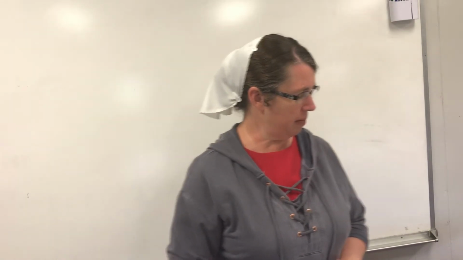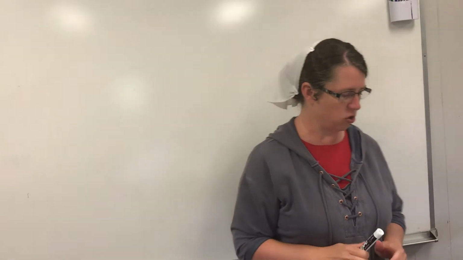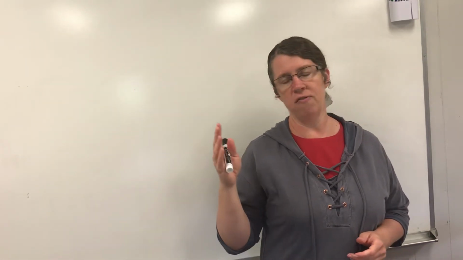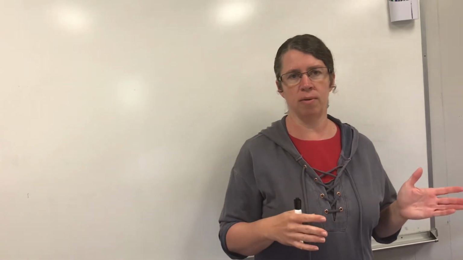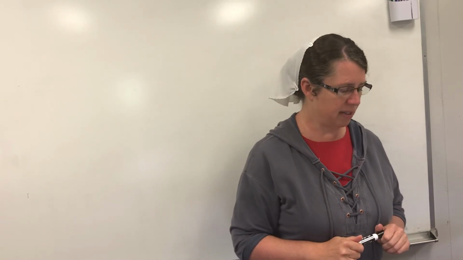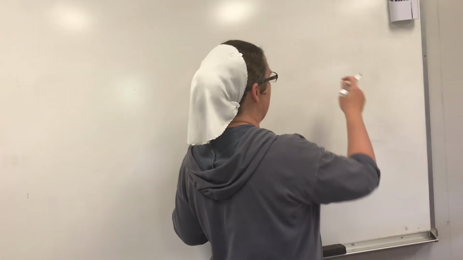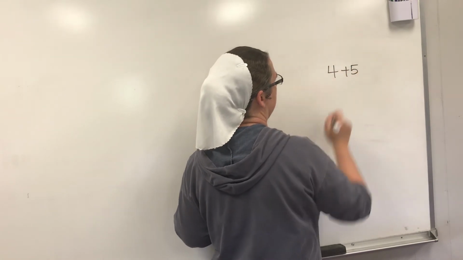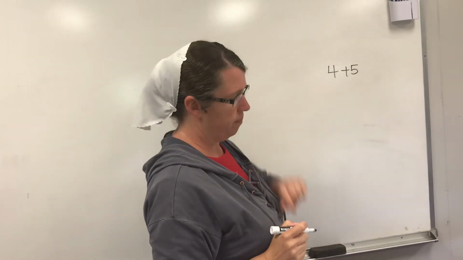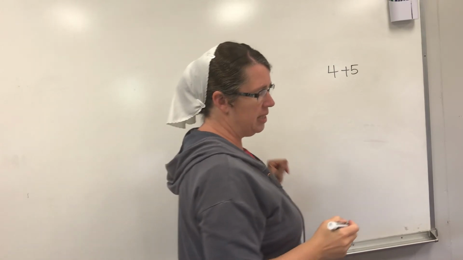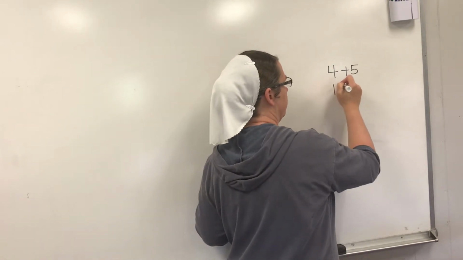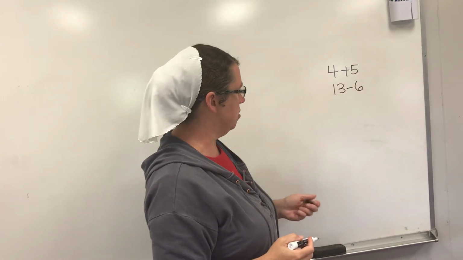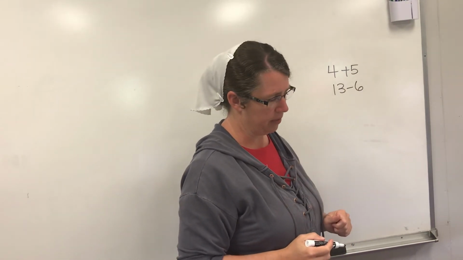All right, on the bottom of page 62, number 1 says translate the phrases into numbers and symbols. So they're going to give you a phrase and you have to put it into numbers. The sum, okay, so this is adding, the sum of 4 and 5. So it's 4 plus 5. The difference between 6 and 13. So you have 13 and it's 6 less than that. The difference, 13 and 6.